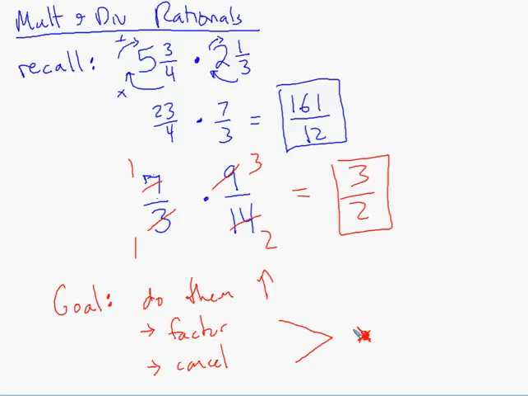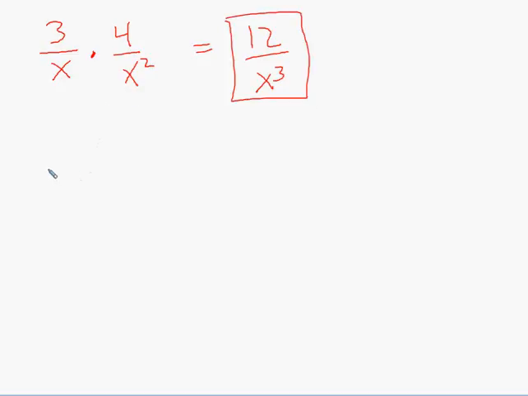Alright, what are these going to look like? Let's say I have 3/x times 4/x squared. Is there anything to factor in the first fraction? No. Second fraction, no. So top times top, I get 12. And we add our exponents. So that one was pretty simple. And that's it. Done. There's nothing else that we could do.